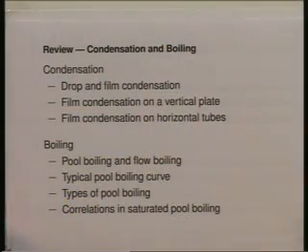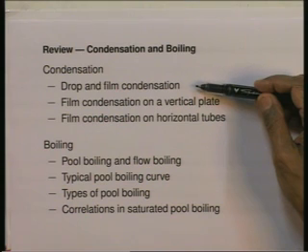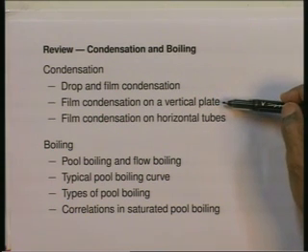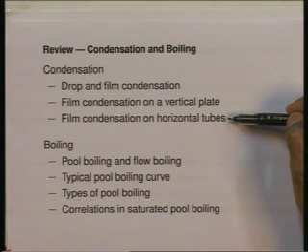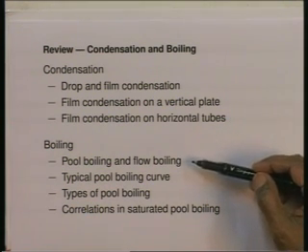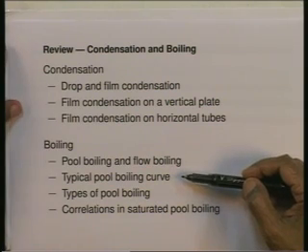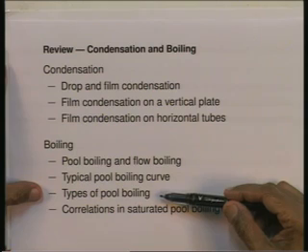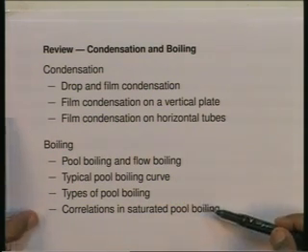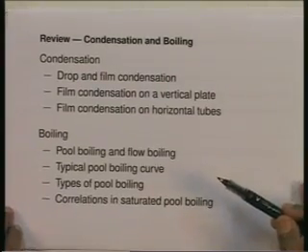Now, let us just sum up for 1 minute what we have done in this topic. In condensation and boiling, under condensation, we did drop-wise and film condensation, we did film condensation on a vertical plate and film condensation on a single horizontal tube and a bank of horizontal tubes. In boiling, we first described what is pool boiling and flow boiling. We discussed a typical pool boiling curve. We then did various types of pool boiling while we were discussing the curve and then gave correlations in the saturated pool boiling region for the natural convection region, for the nucleate boiling region, for the stable film boiling region and a correlation for the peak heat flux.